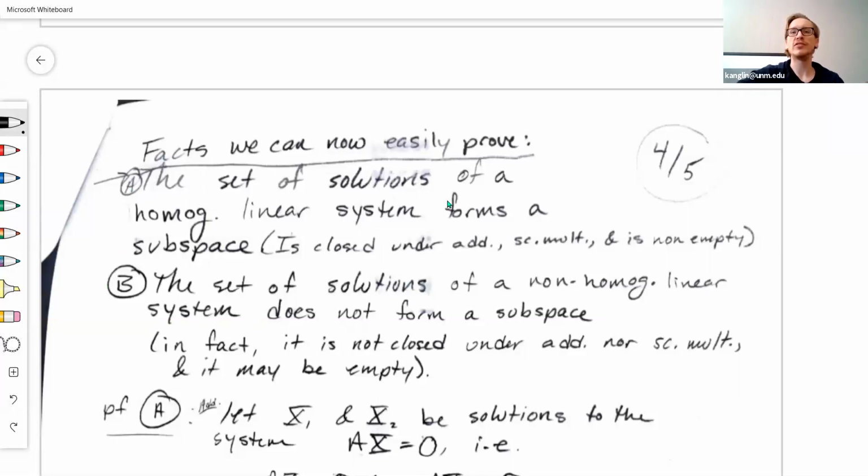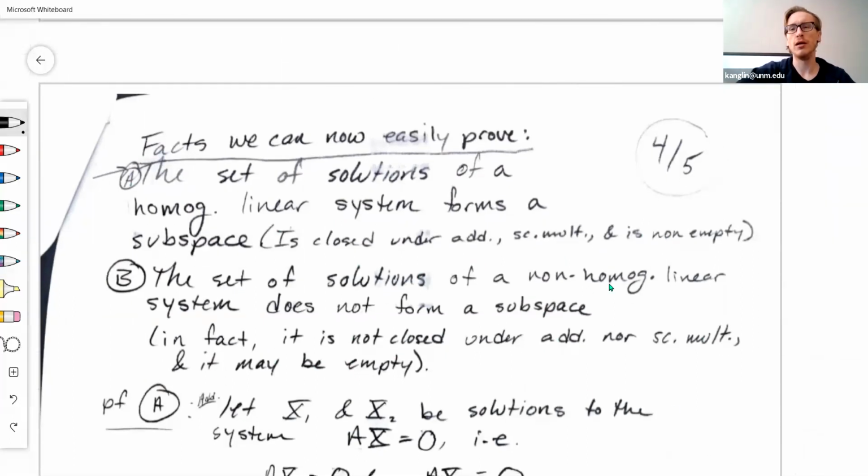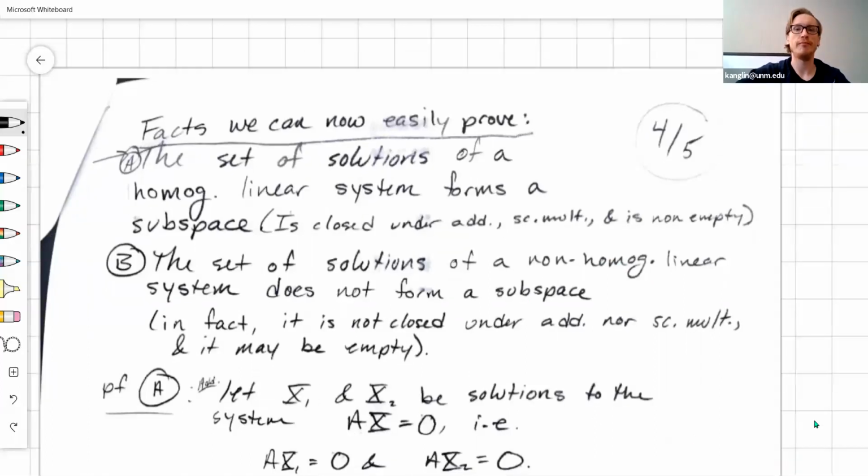1, the set of solutions of a homogeneous linear system forms a subspace. It's closed under addition, scalar multiplication, and it's non-empty. 2, the set of solutions of a non-homogeneous linear system does not form a subspace. In fact, it's not closed under addition nor scalar multiplication, and it may be empty. Oh, so it may be empty. There might not even be a vector in this set. That's just saying a non-homogeneous linear system might not have a solution.